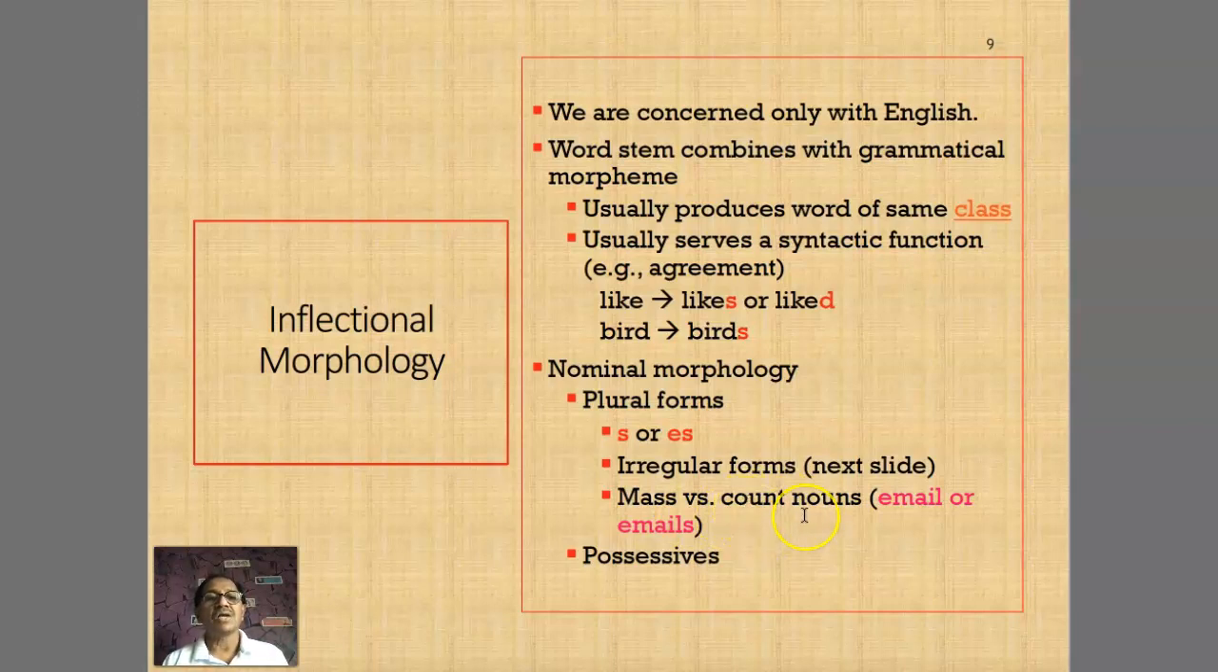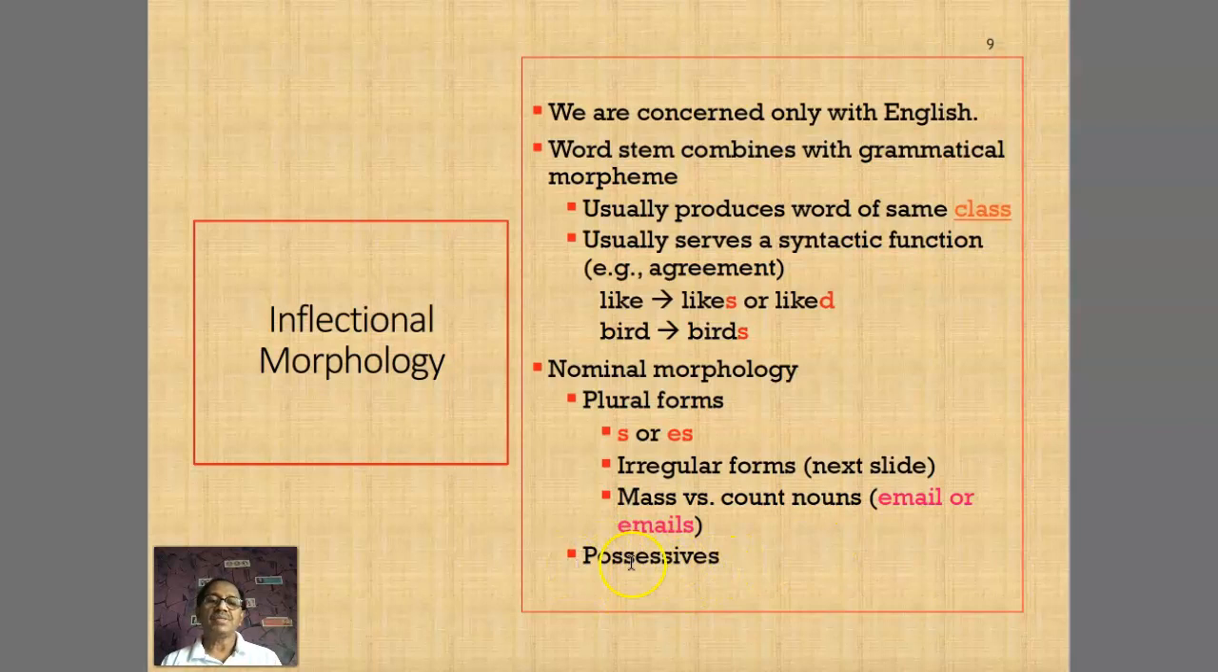But count nouns are those nouns which have countability as a feature. So if we have a word like table, tables is the plural. One table, two tables, three tables, etc. So count nouns take plural morphemes or plural suffixes. Right? For example, email or emails is a count noun. Email cannot be used as a mass noun.